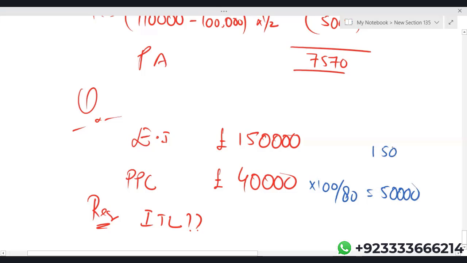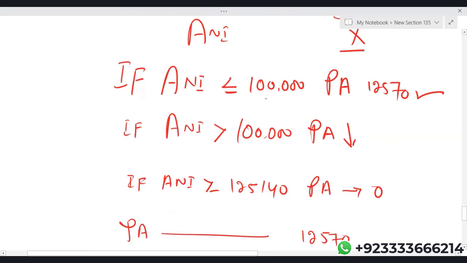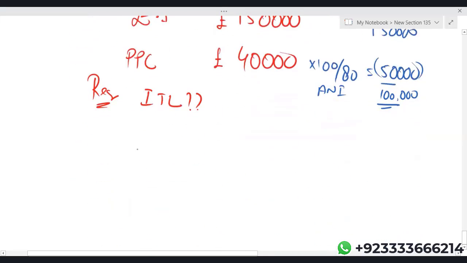Employment income is 150,000, no more income. So it is the net income. 150,000 minus 50,000 means adjusted net income is logically 1 lakh. Right? Can I say if an individual is having adjusted net income either 100,000 or less than that, then entire personal allowance is available? So employment income, which is obviously a non-saving income, entire personal allowance is available because adjusted net income is 1 lakh.